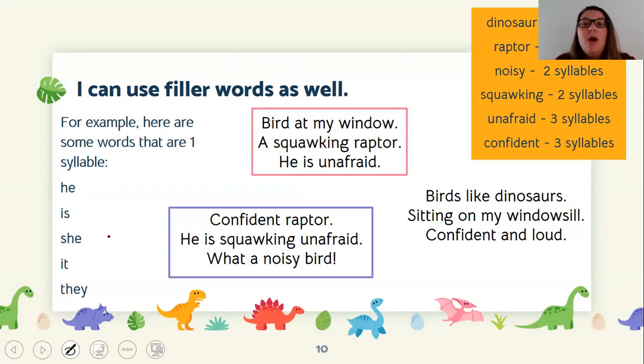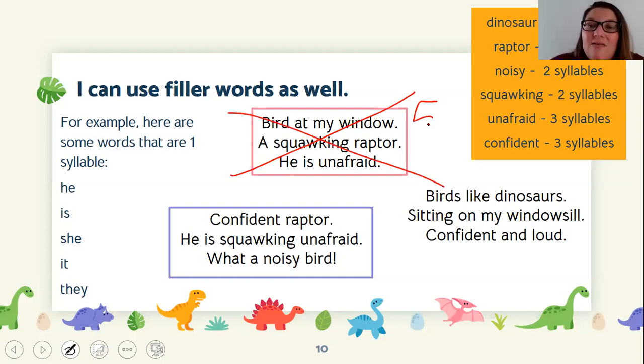So here's an example. Bird at my window, a squawking raptor, okay? No, that's not right because it's only 5. So I have to add words to that, okay? Maybe he is a squawking raptor, that's 7. He is unafraid, 5, okay? So the first one is not good because it doesn't have enough. It's 5, 5, and 5, okay? That's not good. So let's try the second one.